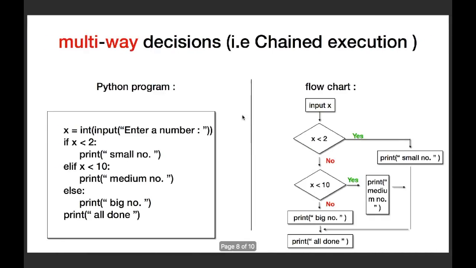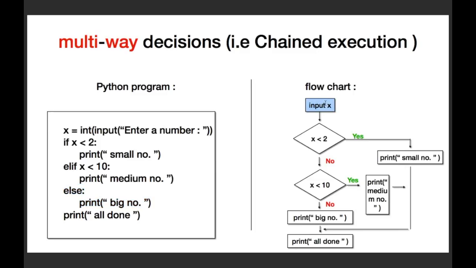Now see multi-way decisions. Sometimes in a dynamic application or dynamic program, we have to take multi-way decisions. So let's see this program. x is going to take input from the user. If x is less than 2, it prints small. If x is less than 10, it prints medium, or else it prints bigger number.